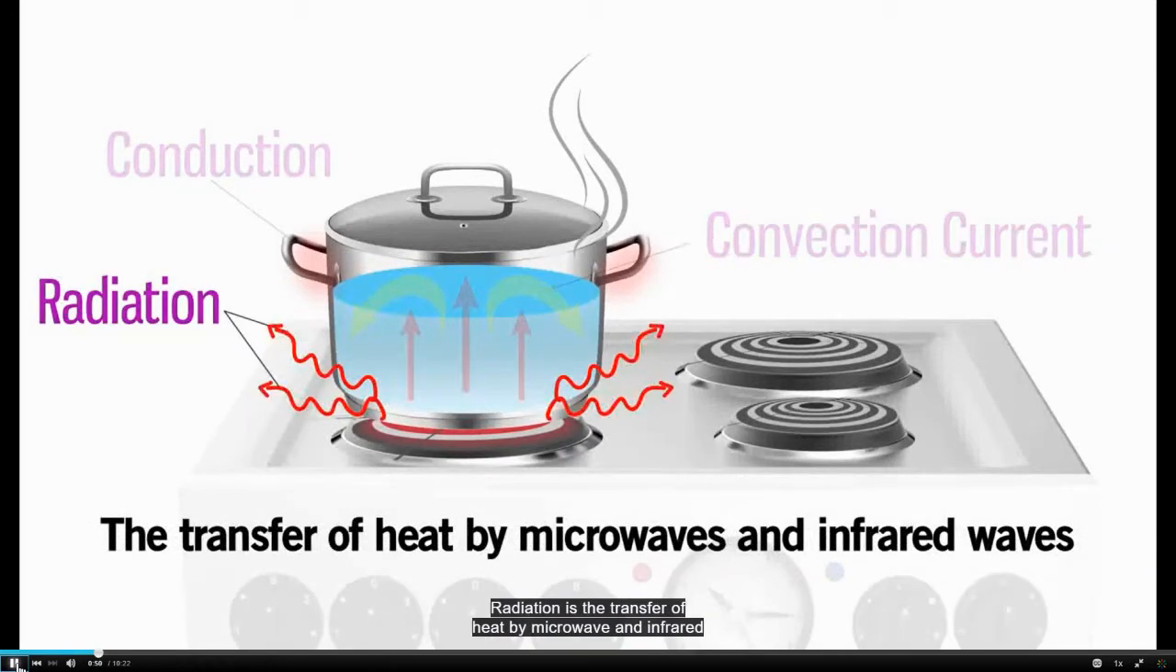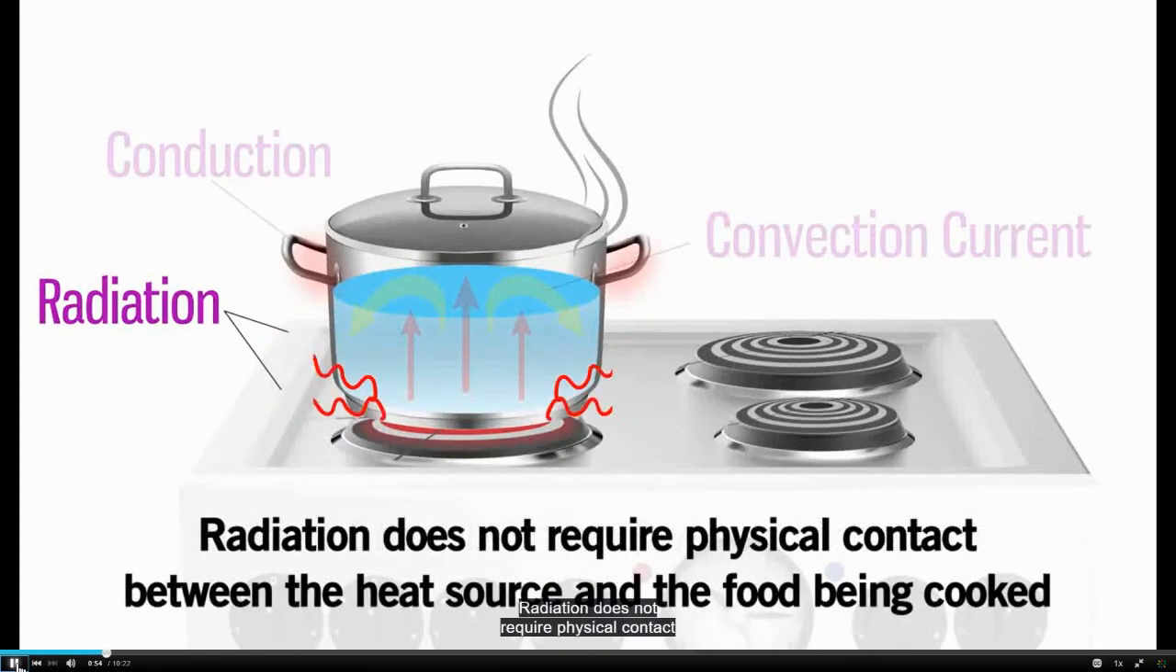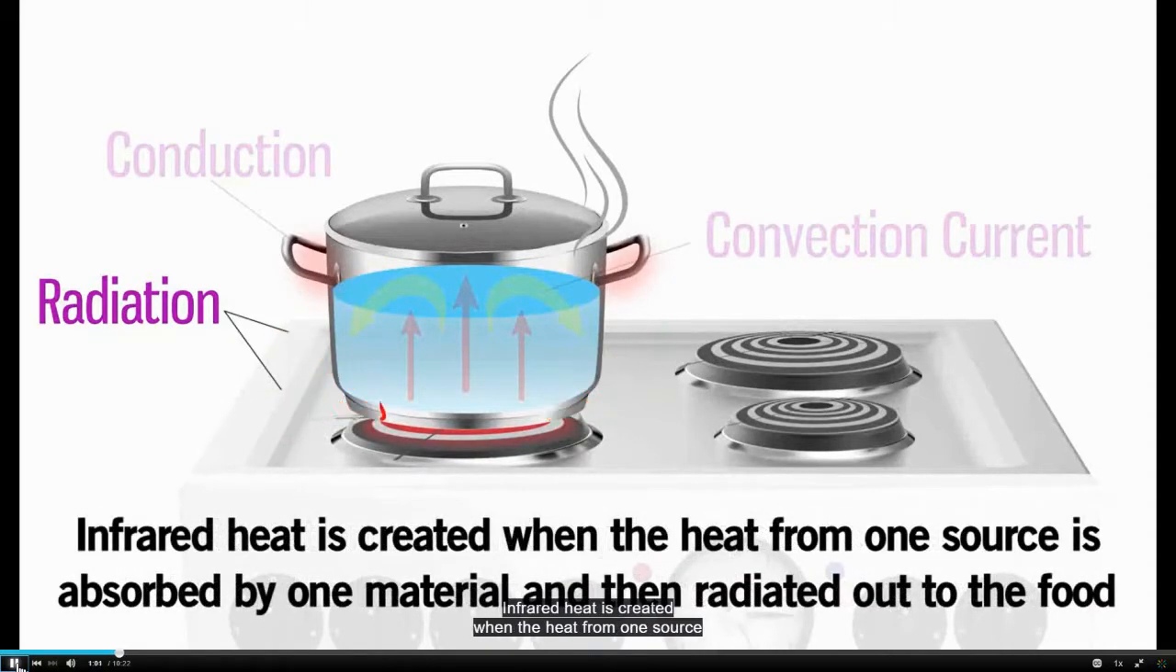Radiation is the transfer of heat by microwave and infrared waves. Radiation does not require physical contact between the heat source and the food being cooked. Infrared heat is created when the heat from one source is absorbed by one material and then radiated out to the food.